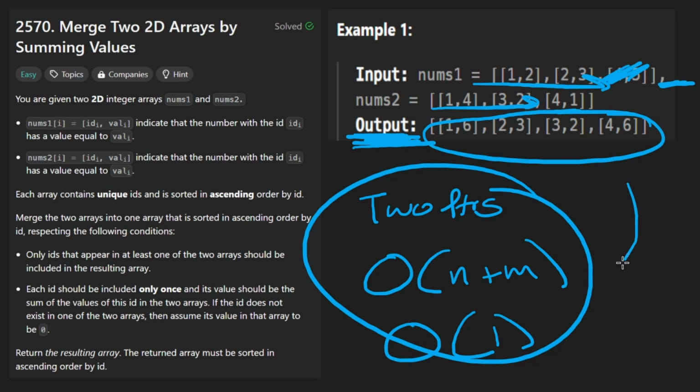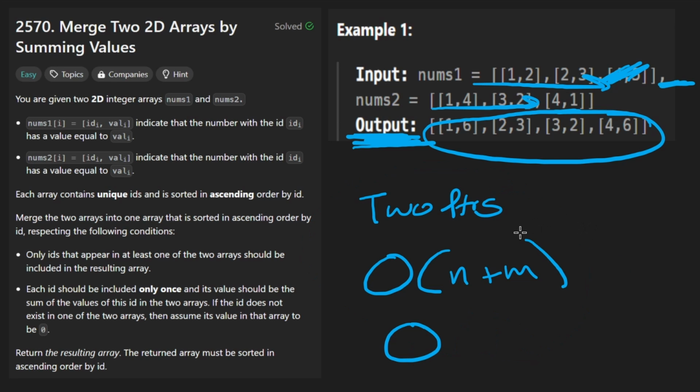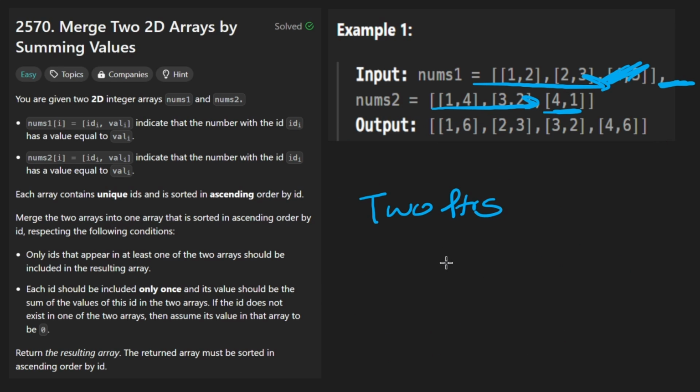Again, if you don't really understand this stuff, I highly, highly recommend you learn merge sort. It's a very fundamental algorithm. You learn a lot from it that can be applied to all sorts of problems.